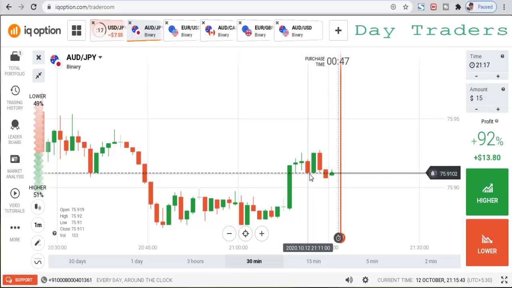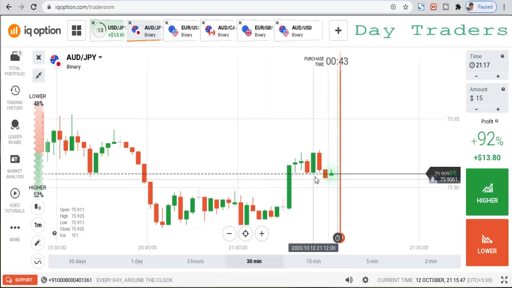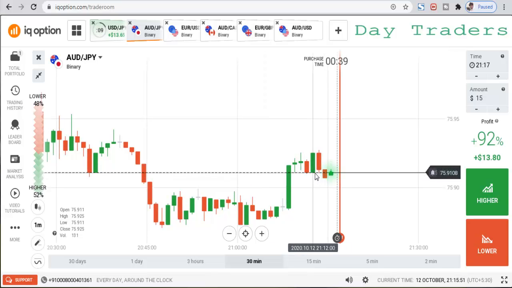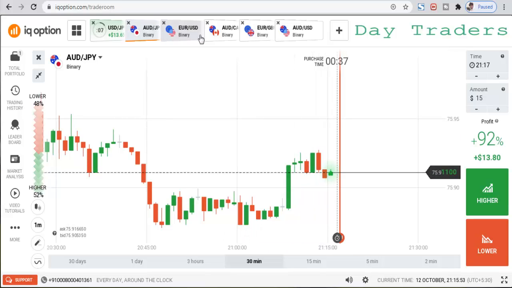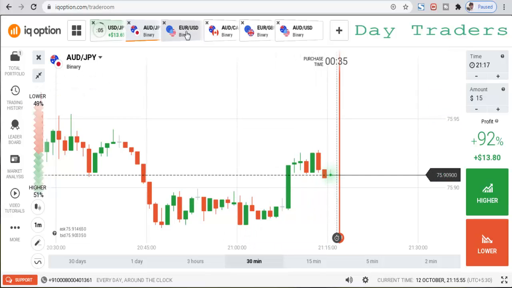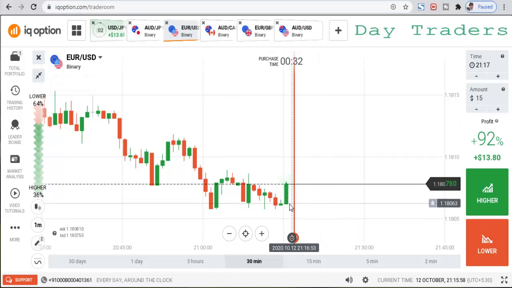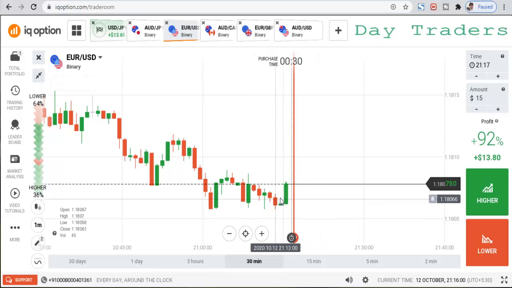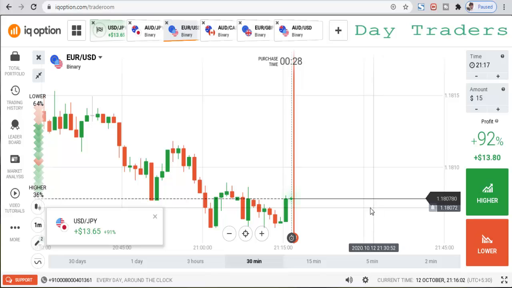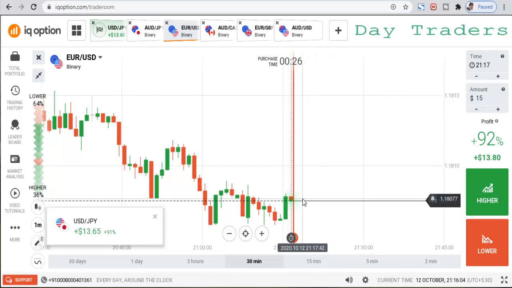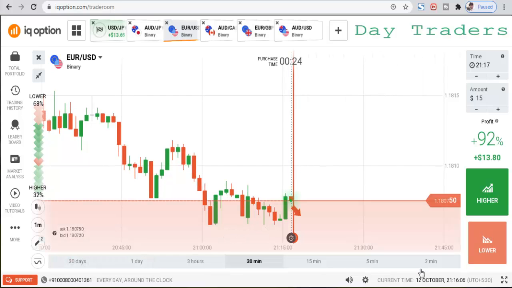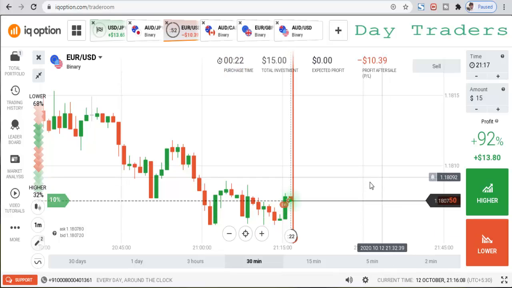Okay, this is a resistance area and this is also a reversal point. But there is no confidence. I'll try to check the next pair. And this is a buyer's area. Okay, we'll place a lower option.